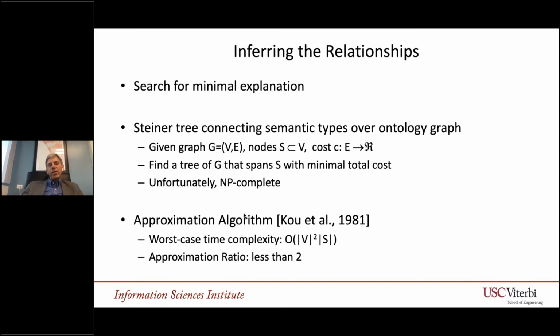Now the problem here, of course, is that this problem is NP complete. It means it's computationally quite hard, but there are some very nice approximation algorithms that we use here. There's one by Ku et al, where the worst case time complexity is order v squared s, where v is the number of nodes and s is the number of the Steiner nodes, which are the semantic labels in this case. That gives you an approximation ratio of no worse than 2. So it's no worse than 2 from optimal. Typically, it's much better than that.